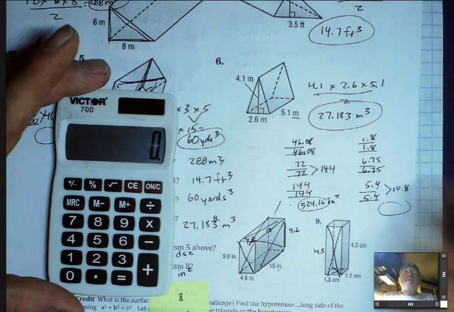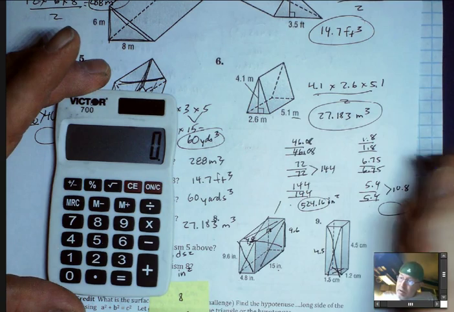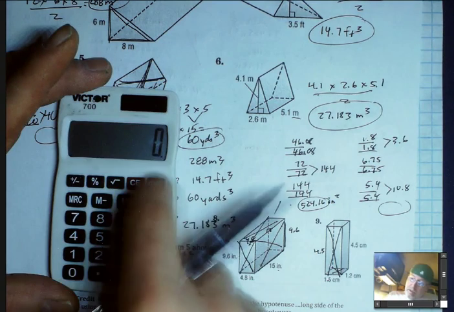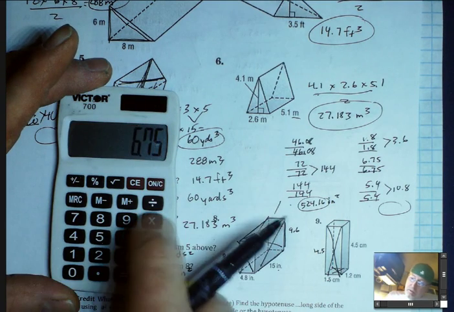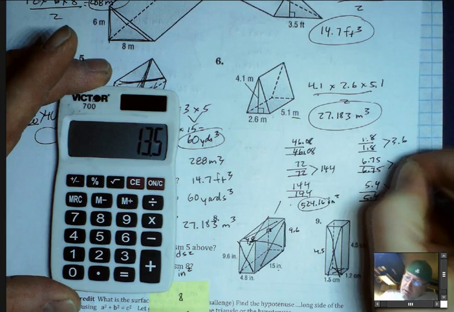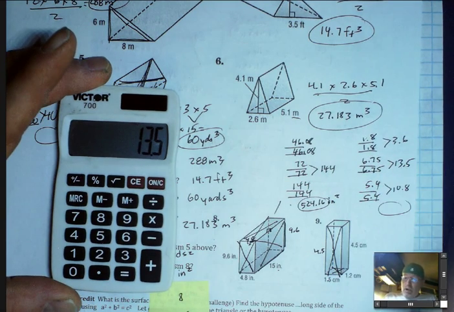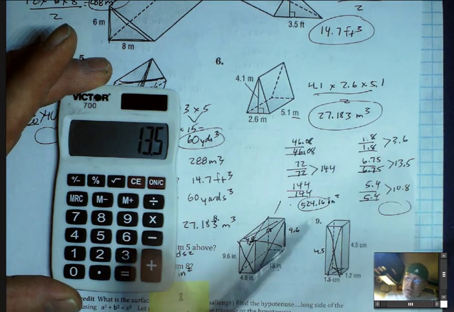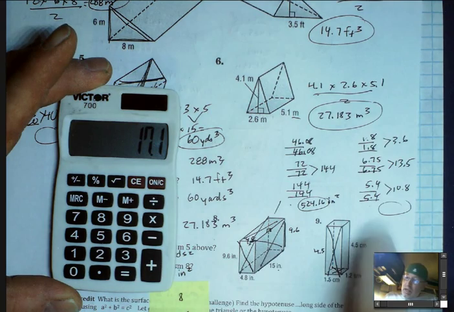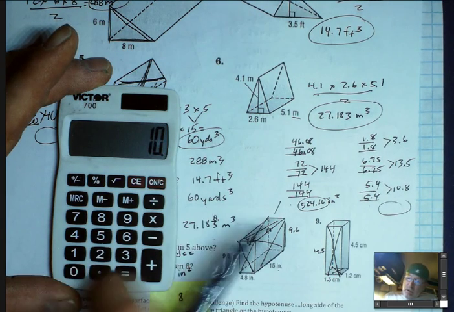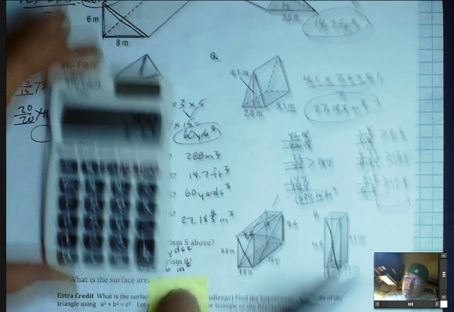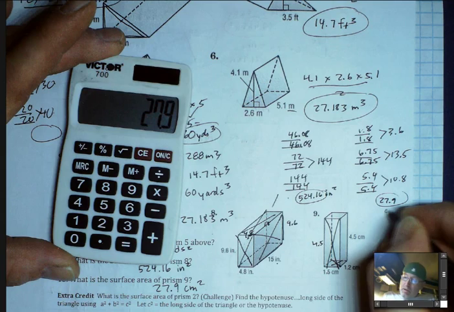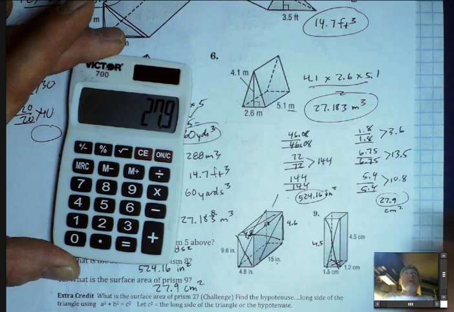I'm sure you can see that. These will be 3.6. 6.75 times 2. That's 13.5. So I'll just add those up. So I already have 13 in there. Well, I guess I don't. 13.5. I'm going to add the 3.6, 3.6, and then I'll add the 10.8. I've got 27.9, and that's centimeters squared because it's surface area.